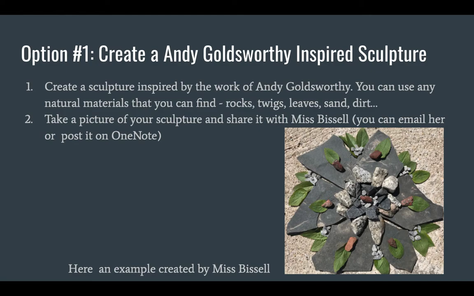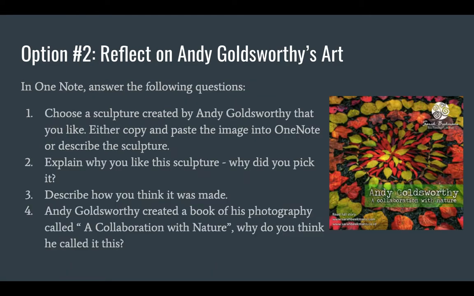And if you can't do that, or you're not interested in doing that, the other option is to reflect on Andy Goldsworthy's artwork. So for this option, in OneNote, you can answer the following questions. So first, I'd like you to choose a sculpture created by Andy Goldsworthy. Remember, these don't always look like sculptures. It might be leaves laid out in an interesting way or something made with twigs, but choose a picture of something that Andy has created, and you can either copy and paste it in OneNote, or if you can't do that, then just describe the sculpture in a sentence or two to me.